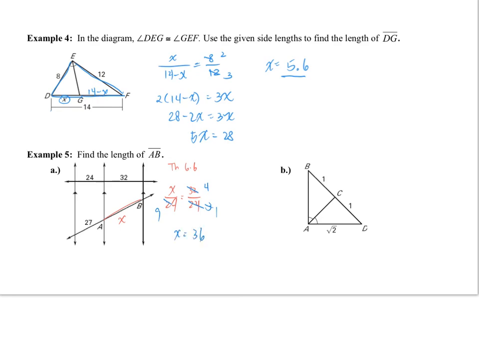And for this one, again, we can use theorem 6.7, and I can do 1 to 1 equals square root of 2 to AB, and let that be x. So x is just square root of 2.